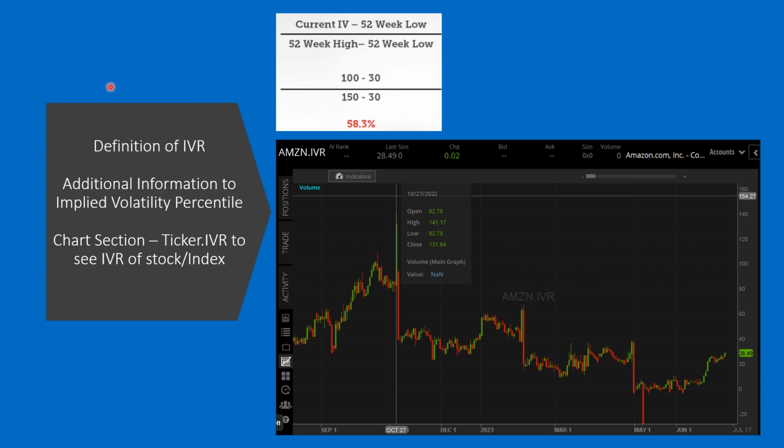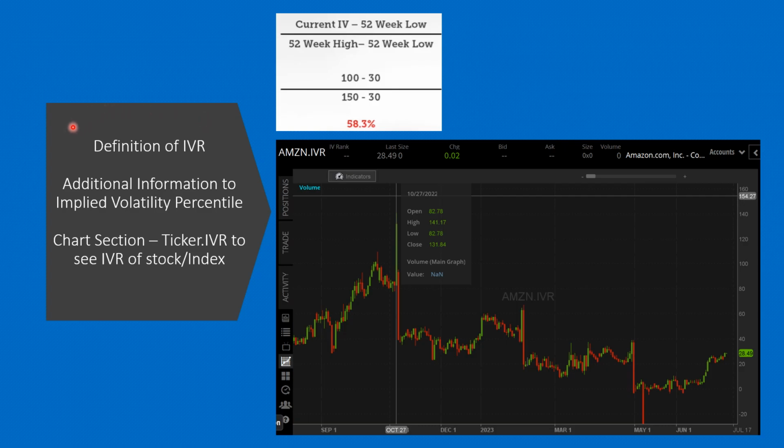So this IVR is probably a feature which you can find in the Tastytrade account. Frankly speaking, I don't know if the other brokers offer this IVR as well. I just refer to the Tastytrade account because I think the IVR is very interesting, additional information to the implied volatility percentile.